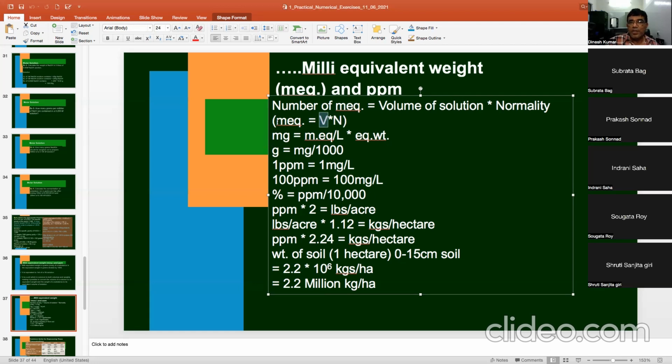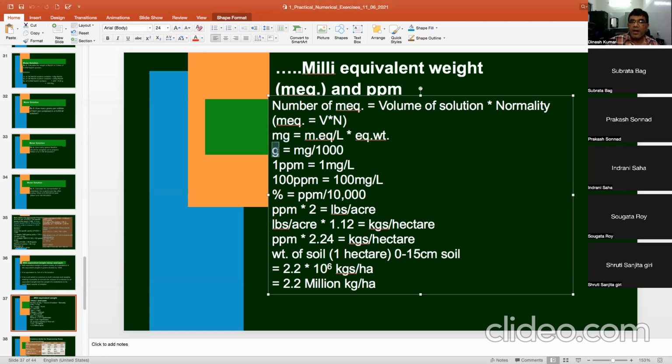Then you want this milliequivalent in milligram. So milliequivalent per liter, you multiply it by equivalent weight. If you multiply by equivalent weight, you will get milligrams. Now you see it has come in weight. The material has come in weight from volume.